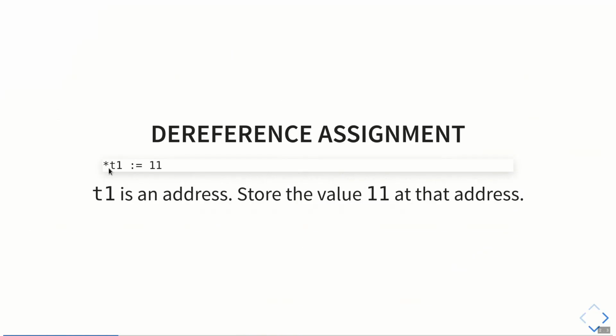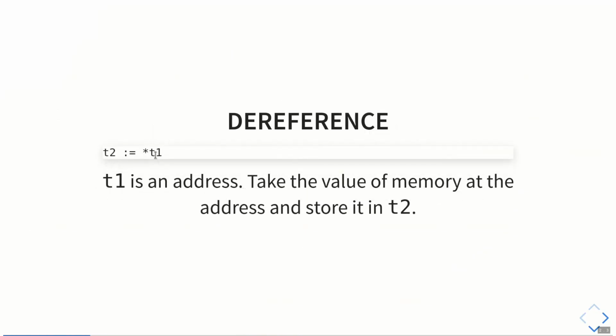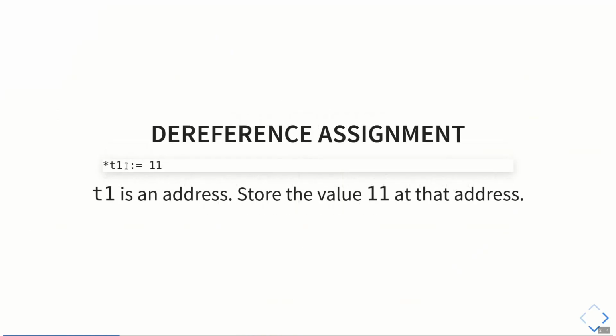So in the same way as in the previous one, where T1, which is a variable, something stored in memory, its contents are an address. When we assign to the dereference of that address, we don't assign to the memory associated with T1 itself. We look up the value of T1, that value is an address, and then we go to that memory location, and that's where we store whatever's on the right-hand side. This is a constant, so we'll just store 11 into whatever address T1 holds.